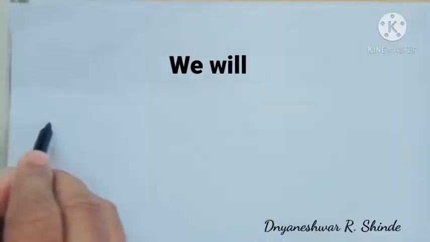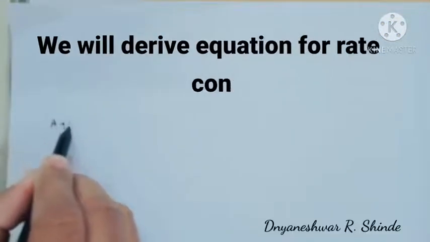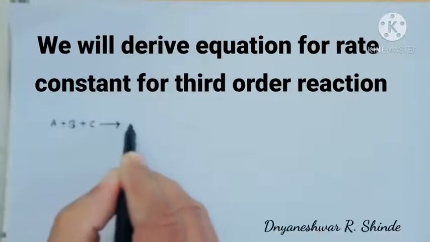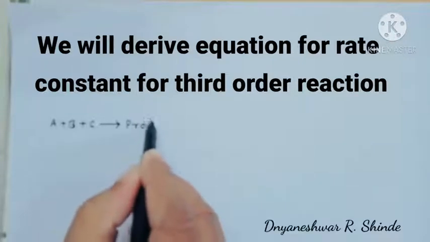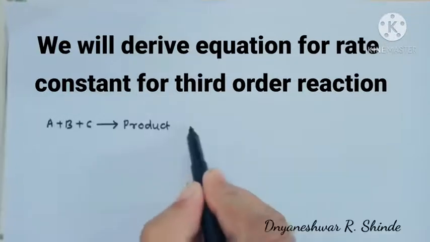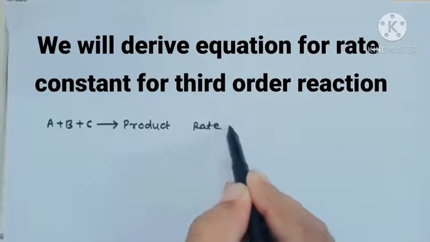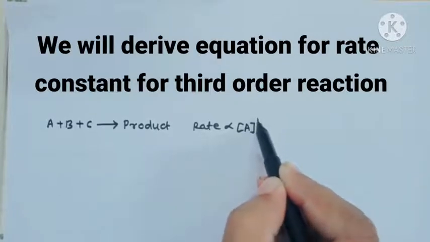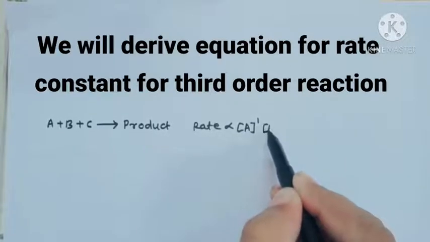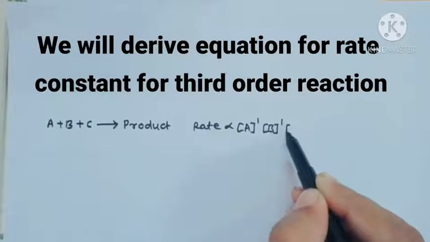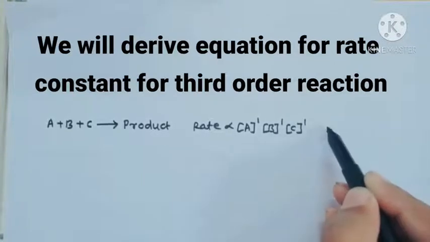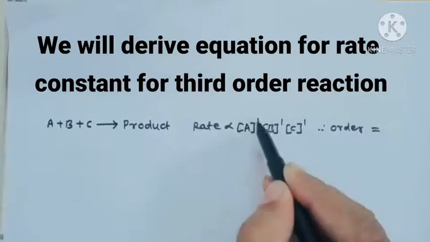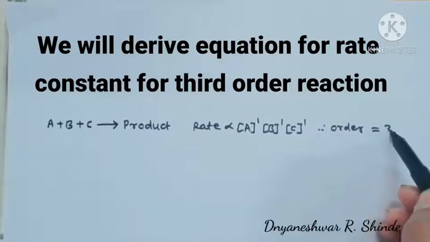If we consider a third order reaction, we may have A plus B plus C giving rise to product. The rate of reaction is proportional to the concentration of A raised to 1, concentration of B raised to 1, concentration of C raised to 1. Therefore, order is equal to 1 plus 1 plus 1 is equal to 3.